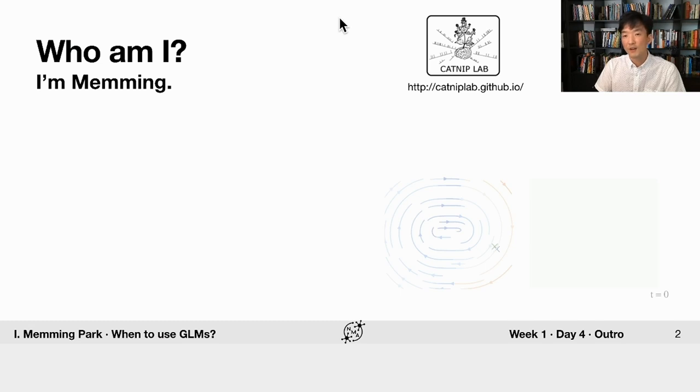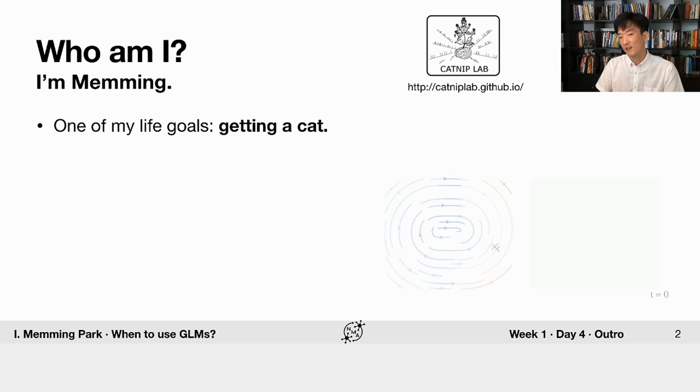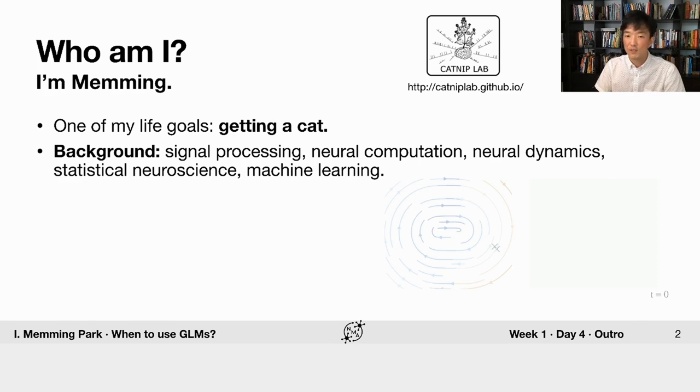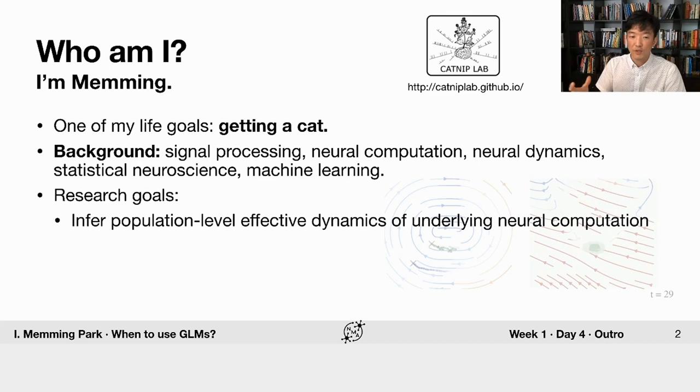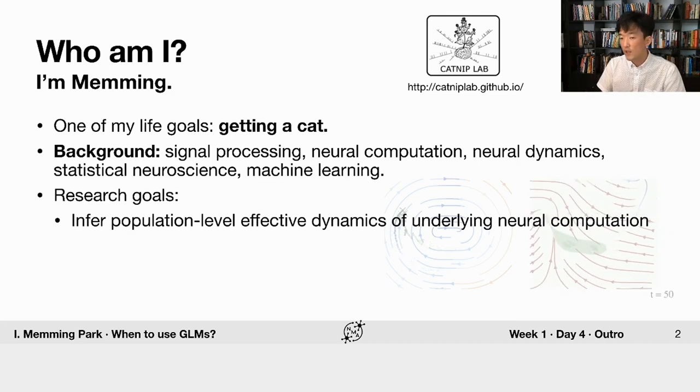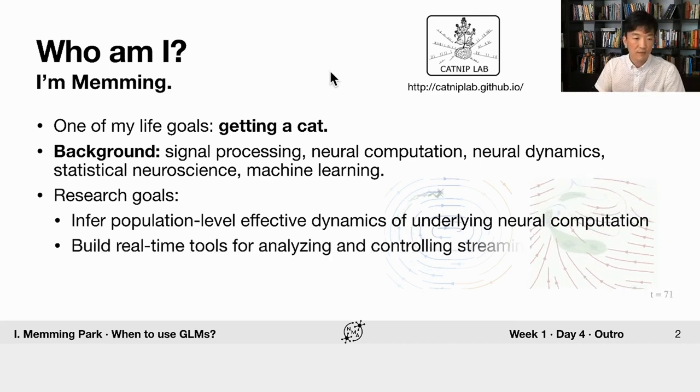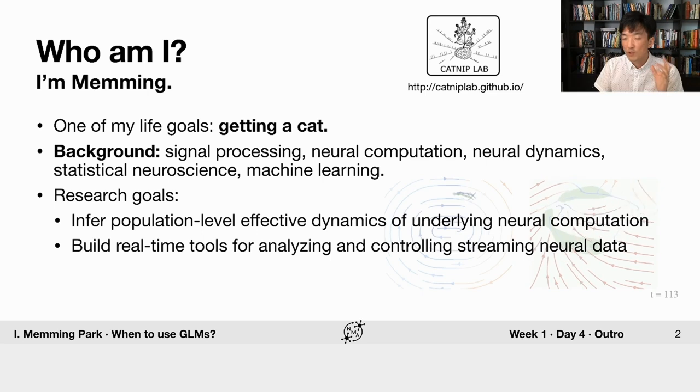I'm Memming, and one of my life goals is to get a cat. Hence, my lab's name, Catnip Lab. My background is in signal processing, neural computation, neural dynamics, statistical neuroscience, and machine learning. And my research goals include inferring population-level effective dynamics to understand the underlying computation, and also building real-time tools for analyzing and controlling streaming neural data.